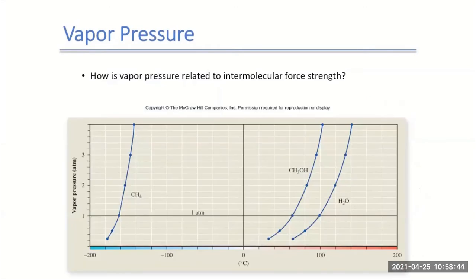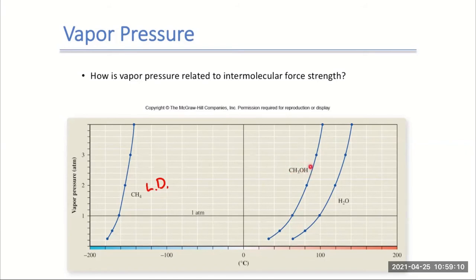And we can really look at how the different vapor pressures are related to intermolecular forces. If we think about methane, CH4, that only has London dispersion. Carbon-hydrogen is a nonpolar bond, so I don't have any dipole-dipole and I don't have any hydrogen bonding. So I only have London dispersion.